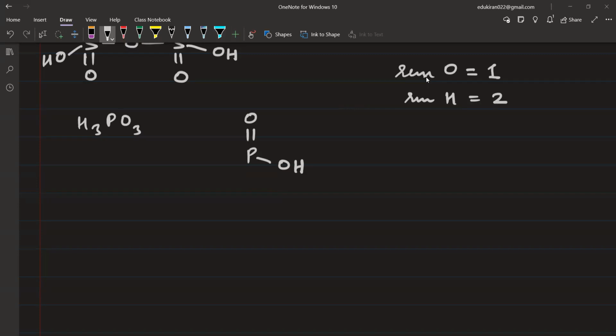ठीक है, यानी कि एक OH हम डाल सकते हैं, right? There is 1 oxygen and 1 hydrogen लेके I can add 1 OH like this. Correct? Yes or no? सही है? Yes, sir. अब क्या बचा? Only 1 hydrogen, right? So this is the structure of H3PO3.